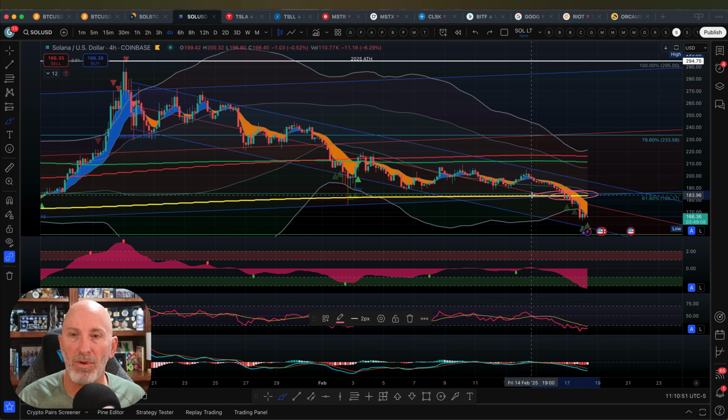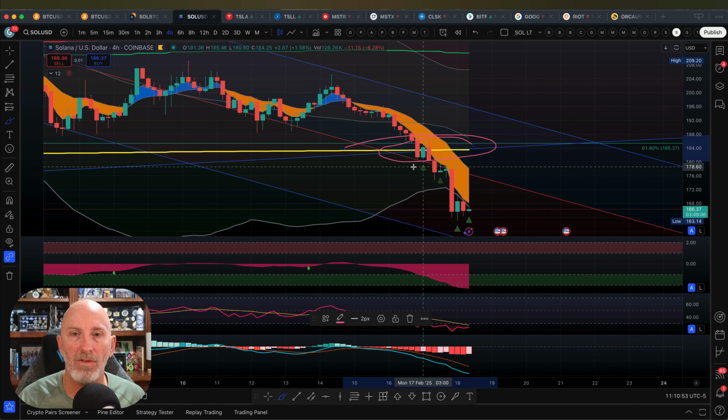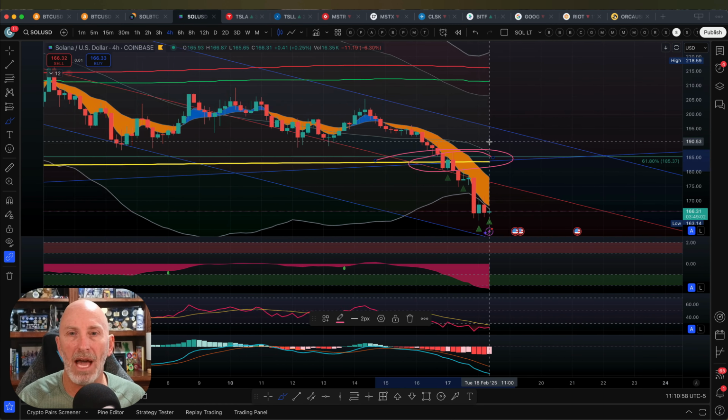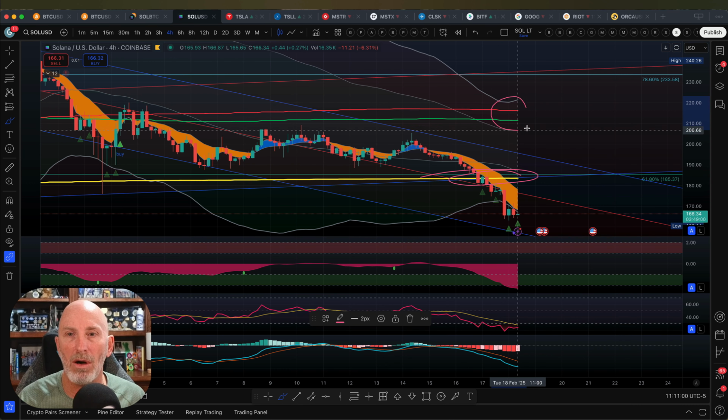You'll notice we did break down below the 200-day moving average, this yellow line that I just circled right here. Not only that, we are now below all three of the moving averages. So as far as resistance levels on the way back up, we're going to have the 200-day moving average at around 183 and the 61.8 Fibonacci level at around 185.